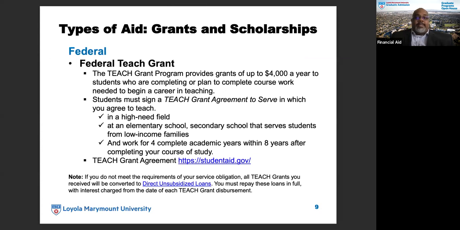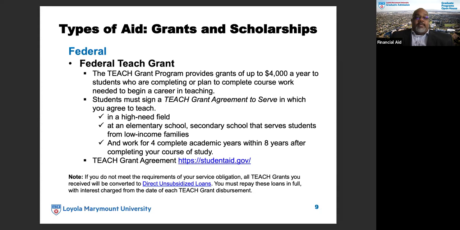We'll now start to break down the different types of aid that would be available for you as a graduate student. So first we'll talk about grants and scholarships that are available. The federal government offers one primary program for grants for graduate students, which is the federal Teach Grant. The Teach Grant program provides a grant of up to $4,000 per year for students who are completing or plan to complete coursework and begin a career in teaching.